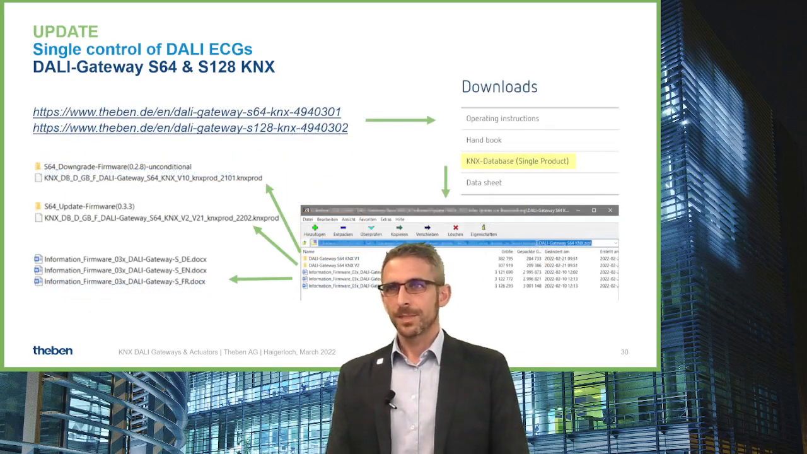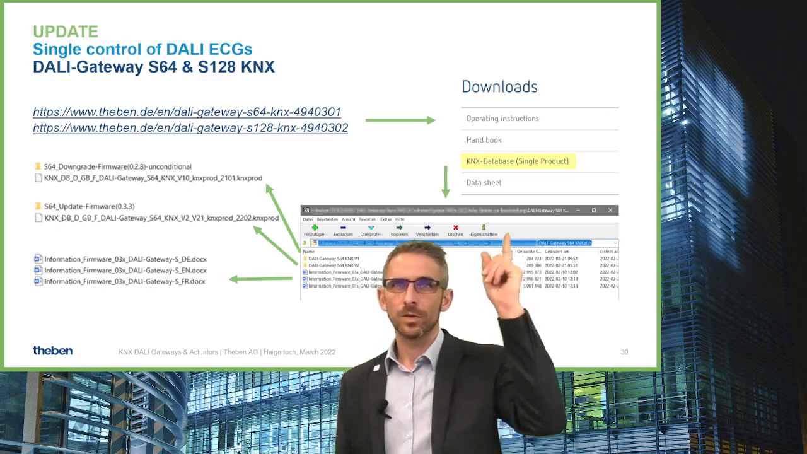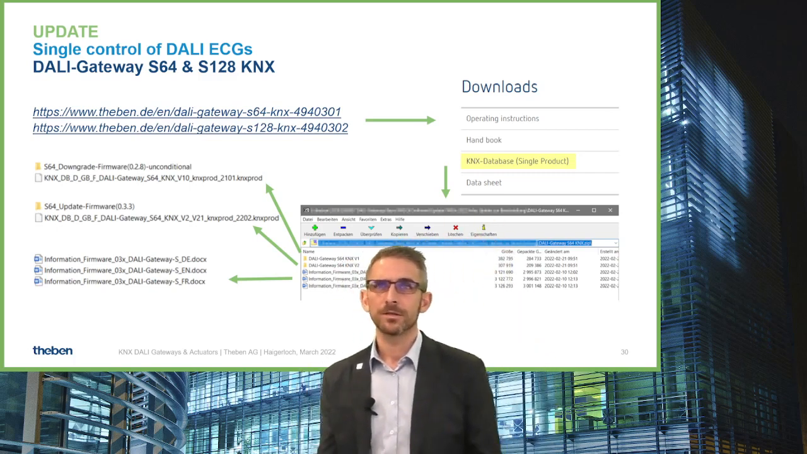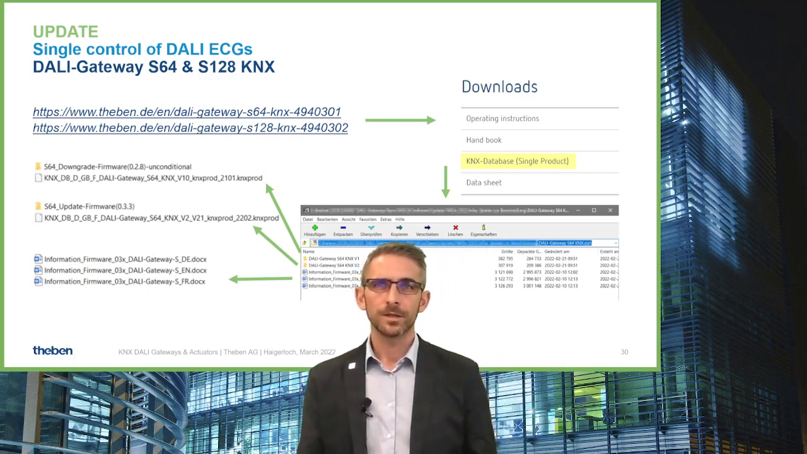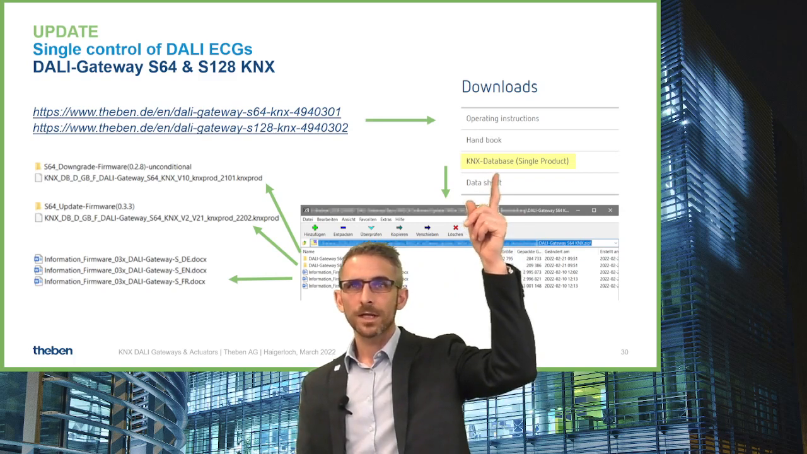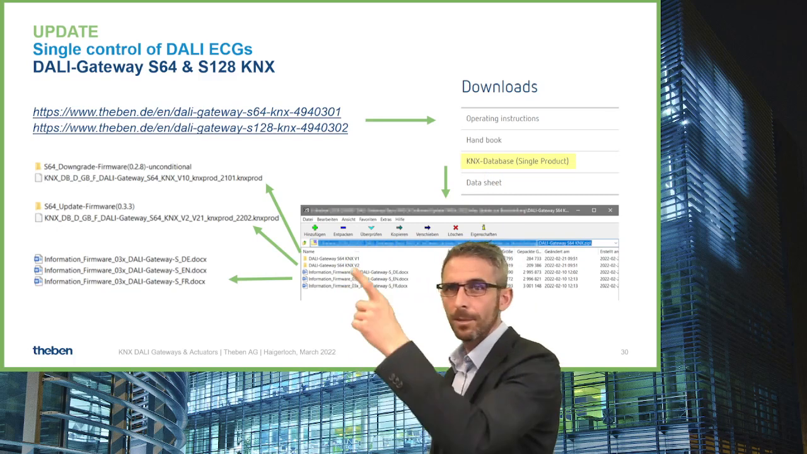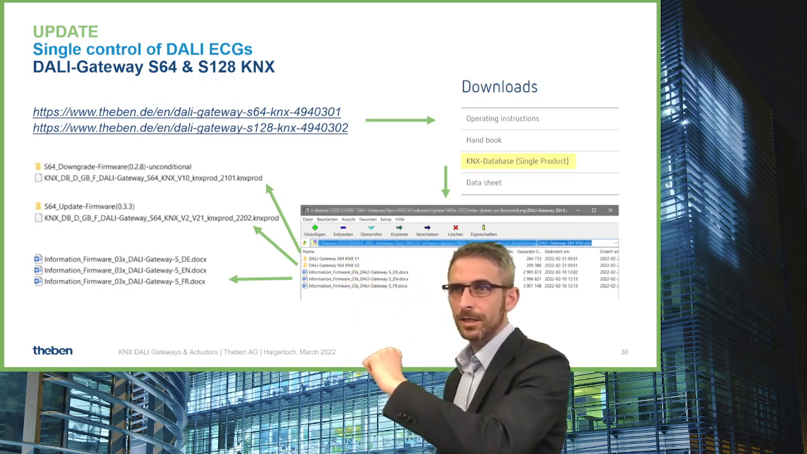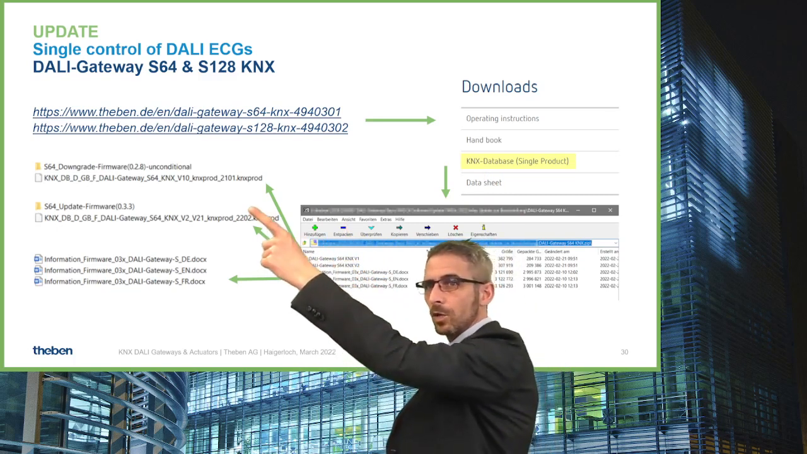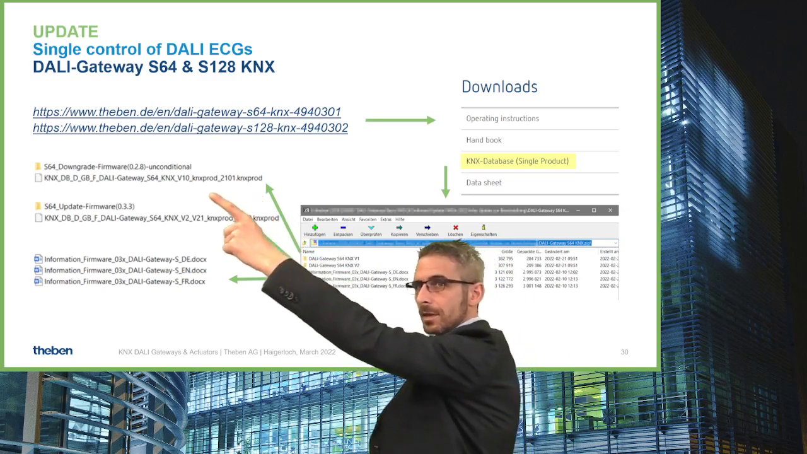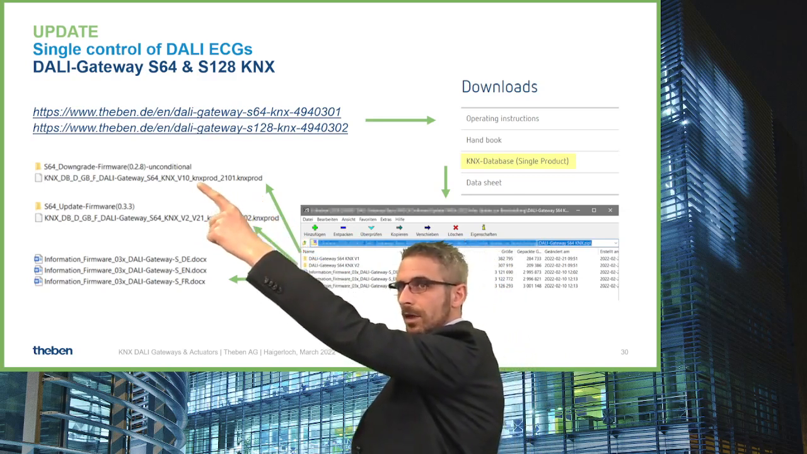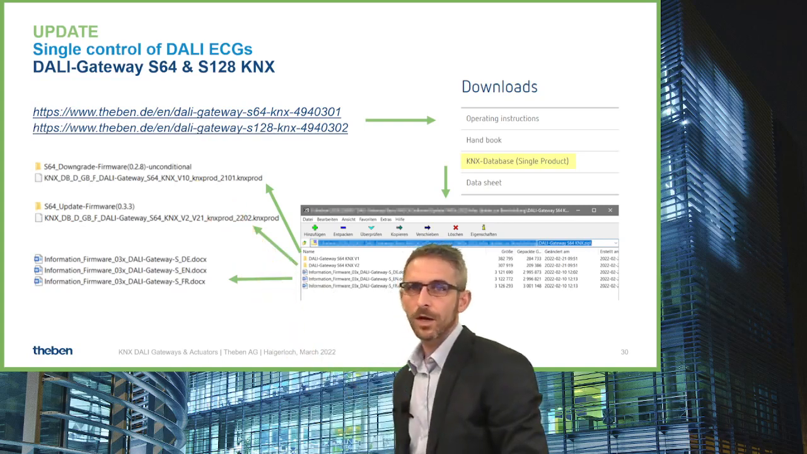How can you get this update? You can go directly to the web page, and with each device you have a section downloads, and in downloads you can find the operating instructions, a handbook, datasheet, and so on. And you also have one download which is called KNX Database. And with the KNX Database you get a package, and this package includes the old application for the ETS, which is version 1, and a file for a firmware downgrade.